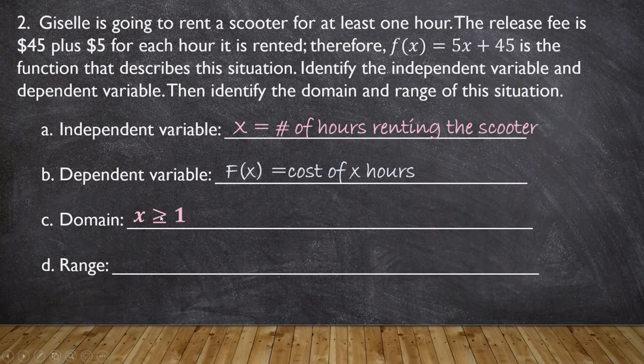And then the range, if she were to rent it for just 1 hour, 5 times 1 would be 5, add 45, and that would cost $50. So if she rents it for that minimum of 1 hour, it's $50, but everything more than that, it's going up by $5 per hour. So f of x is greater than or equal to 50. Now this one, we didn't have just distinct whole number answers for our domain, because you could rent it for like 1.2 hours or 3.5 hours, etc. So our domain in this case is using an inequality rather than a distinct set of x values.